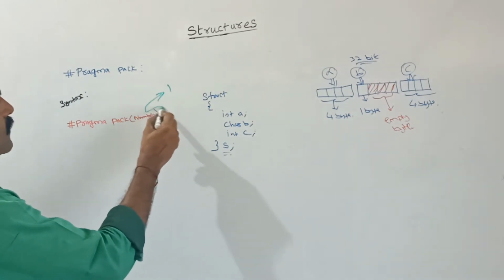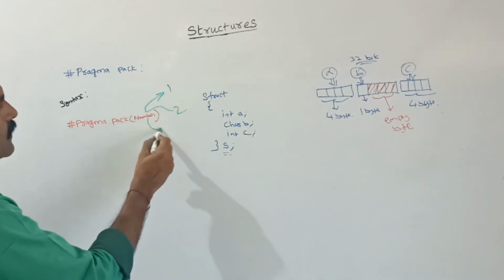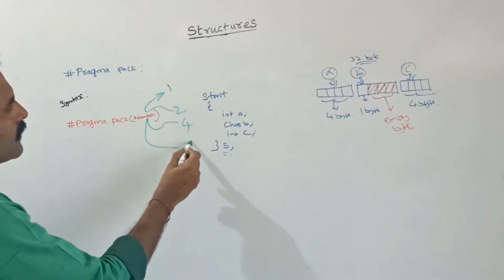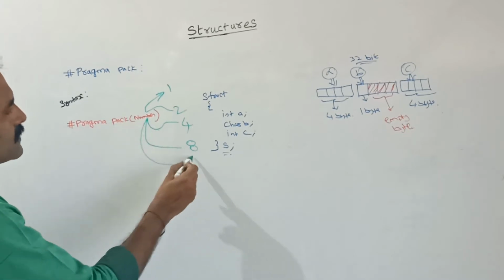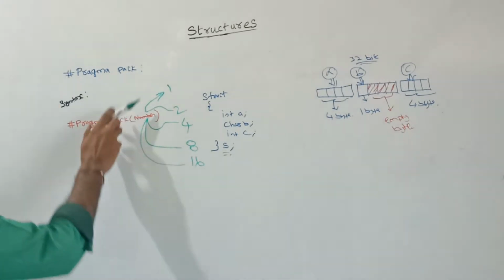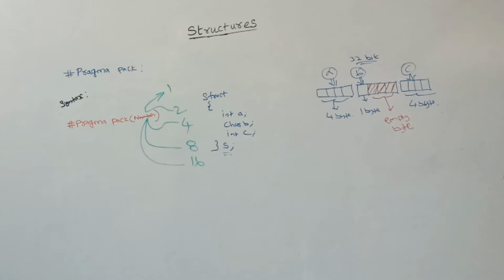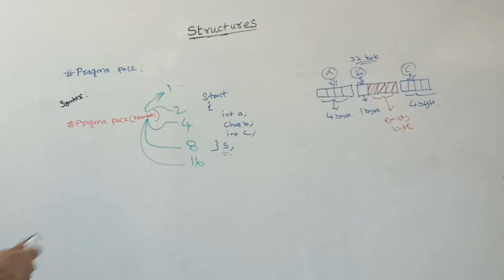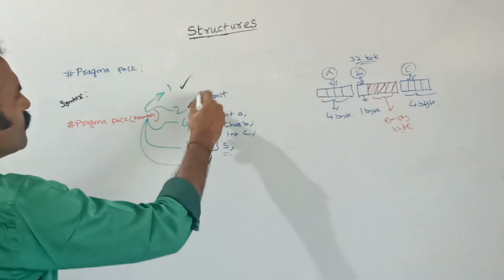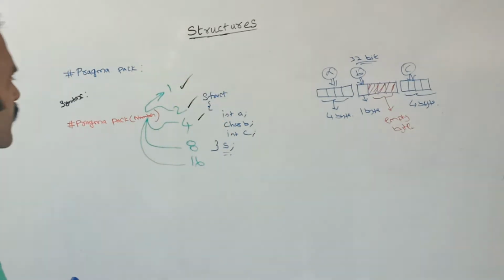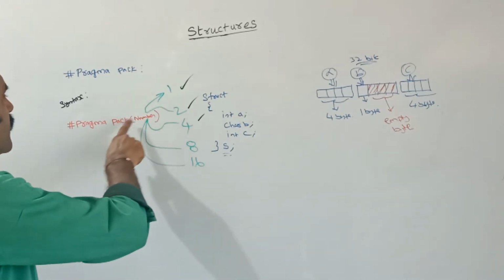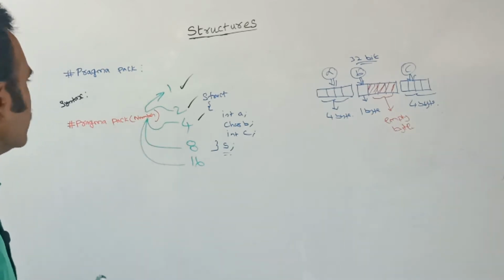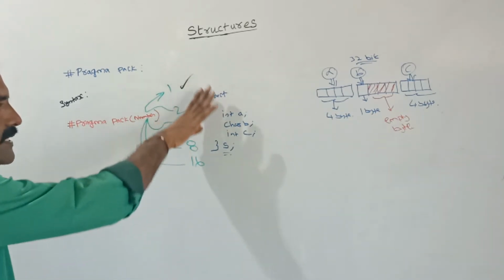Second one 2 byte. Next 4 byte. 8 and 16. This number can be any one of these numbers. Here we mainly use 1, 2 and 4. Here for example, let us take this one.